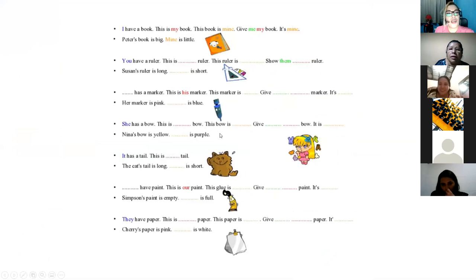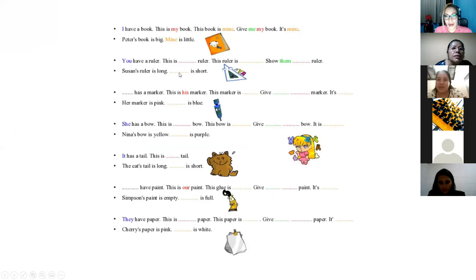I have a book. This is my book. This book is mine. Give me my book. It's mine. Peter's book is big. Mine is little. So with this key, you can be completing the next sentences.